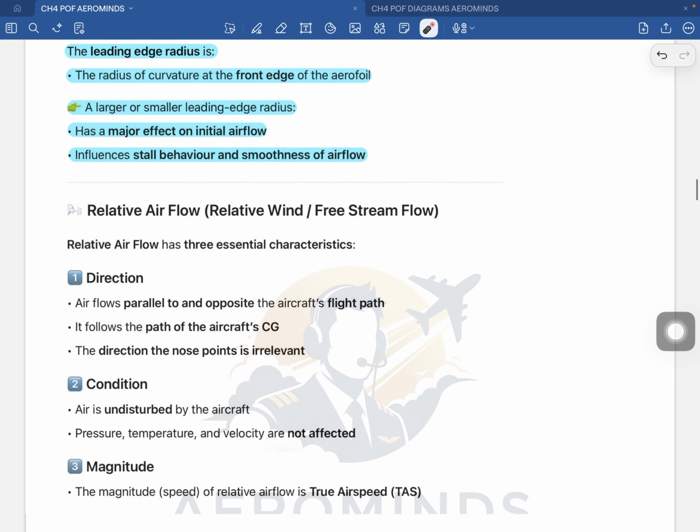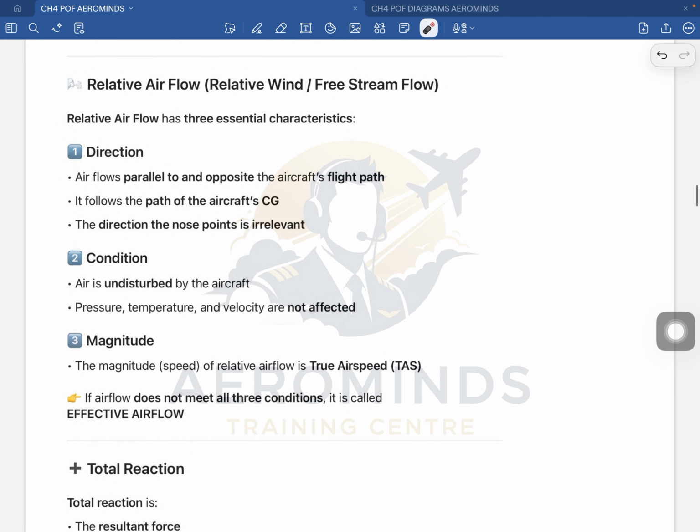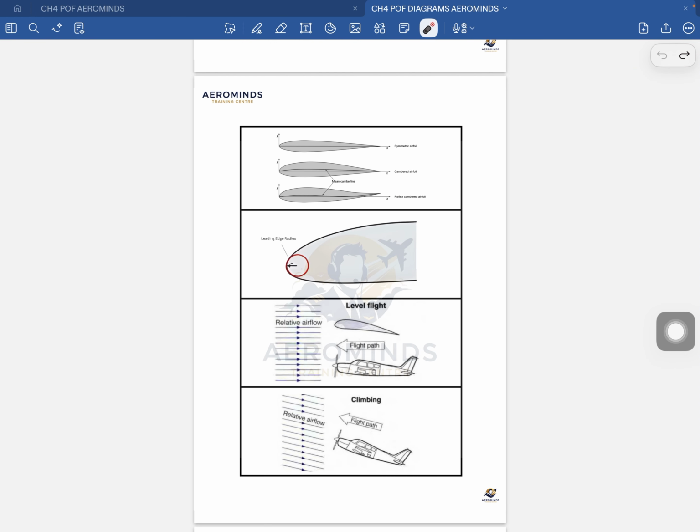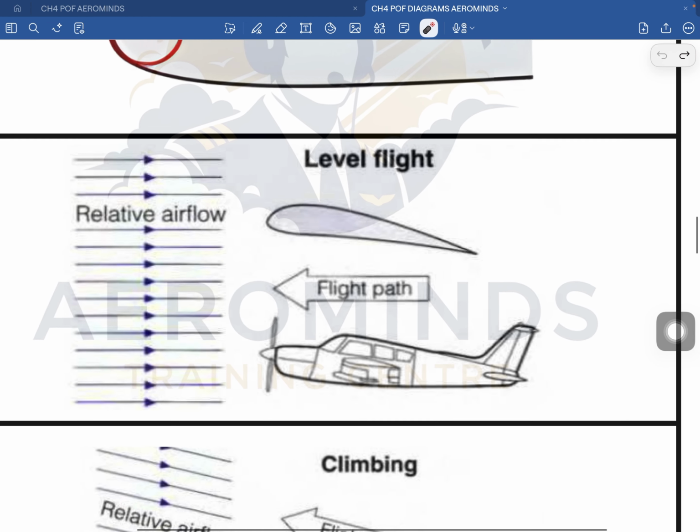Now we'll move to a very important concept called the relative airflow, also known as relative wind or free stream flow. Relative airflow has three essential characteristics, and all three have to be satisfied, or else it will not be called relative airflow. First is the direction. So first we'll see the diagram, which will clear our concept.